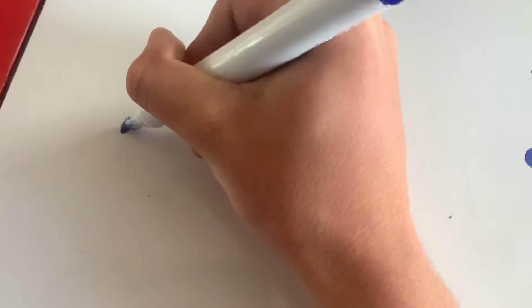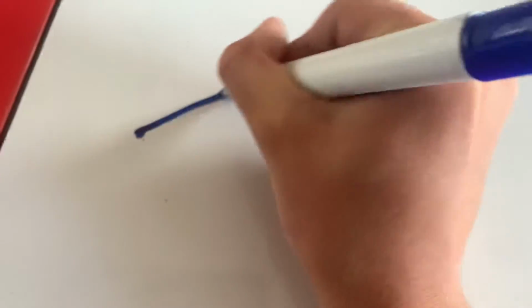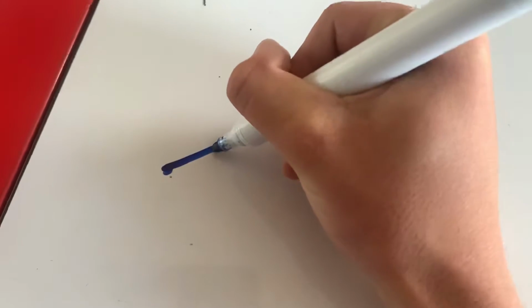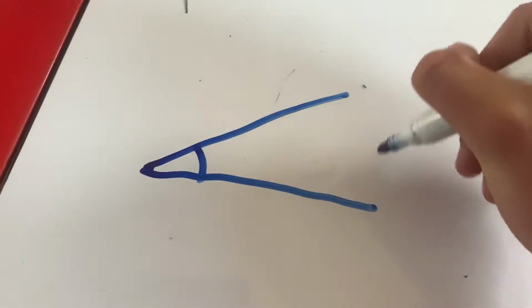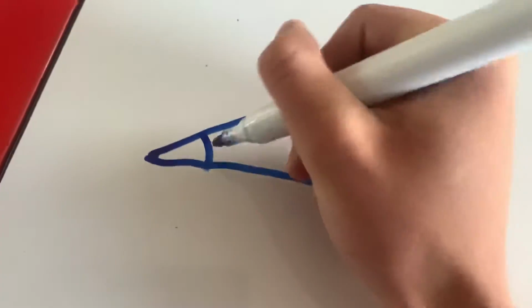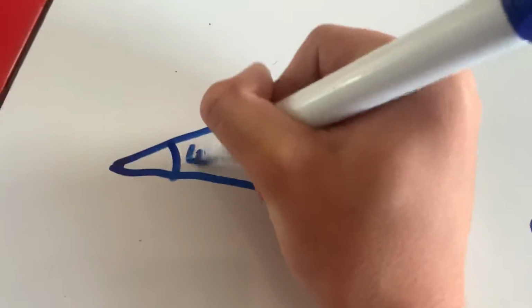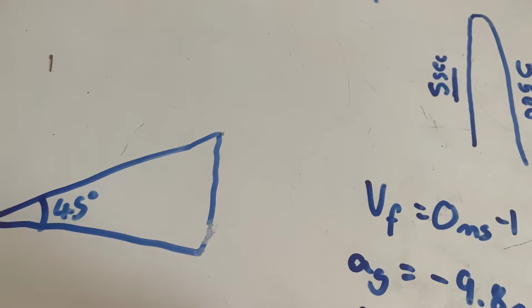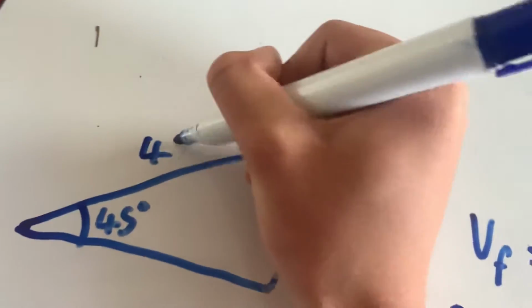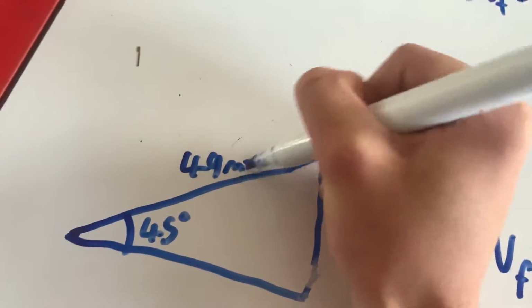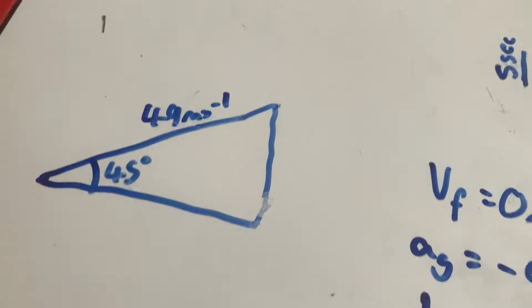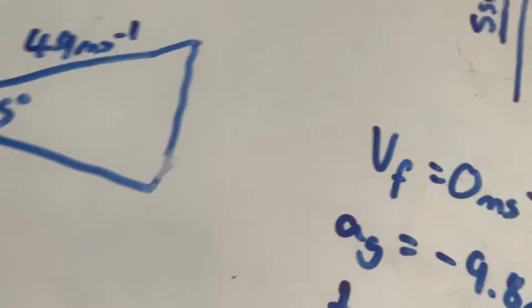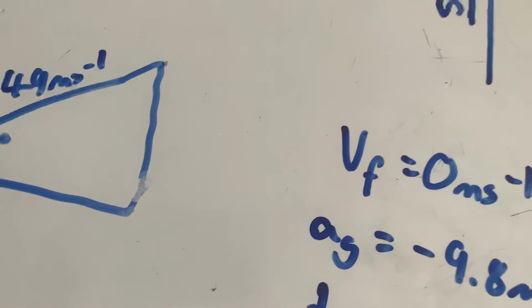So first thing we need to do is draw the trajectory of the potato. So let's say the potato launcher is here and it travels at an angle of 45 degrees. So let's say beta here is 45 degrees. We know that the initial velocity is 49 meters per second. And just with this information, let's draw up the trigonometry triangles.